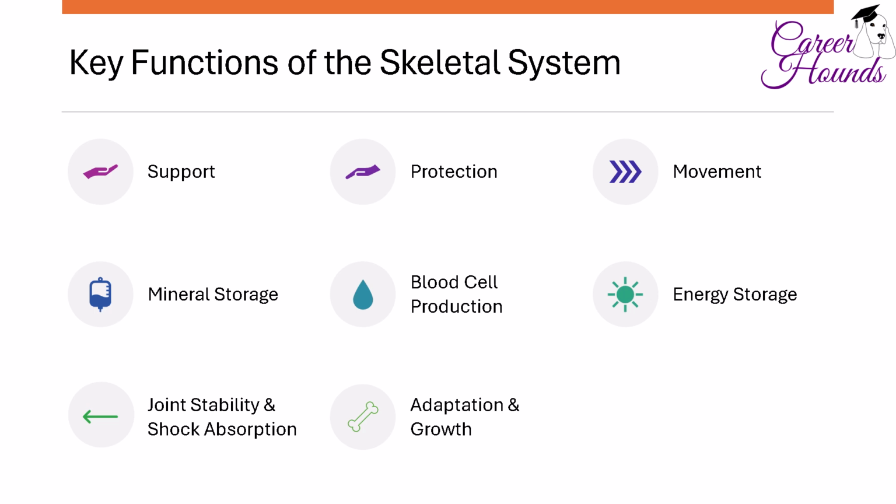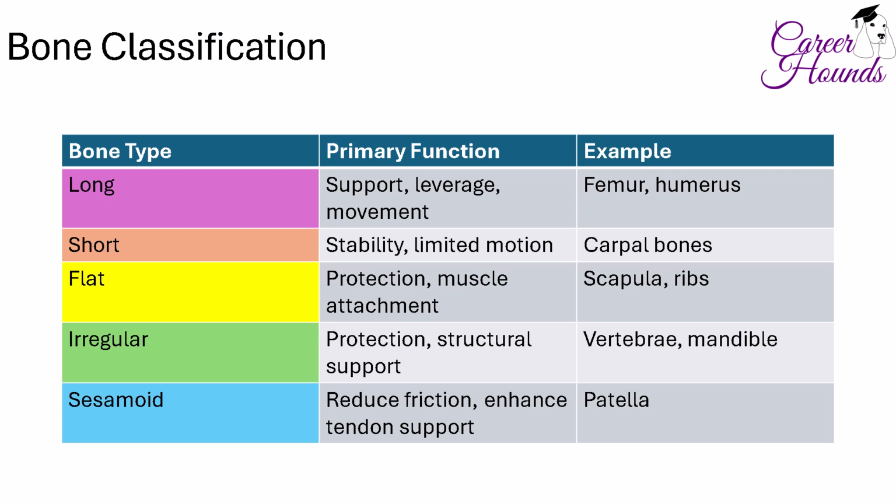Understanding these functions helps pet professionals care for dogs by ensuring proper nutrition, exercise, and handling to maintain skeletal health and prevent issues like fractures, arthritis, or developmental problems. Bones in the canine skeletal system are classified based on their shape and structure, as these characteristics determine their function and location in the body.